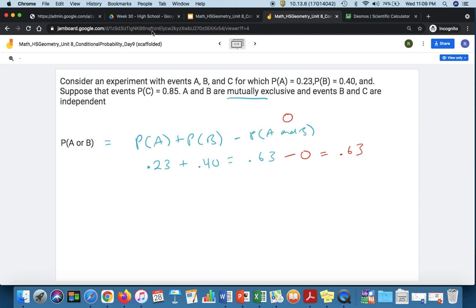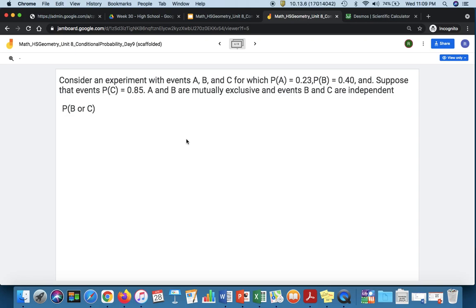So that was a sample for A and B being mutually exclusive. Let's take a look when it's not. Same question here, but now we have the probability of B or C, right? And let's see how we would go about this. The probability of B or C is going to be the probability of B plus the probability of C minus the probability of B and C, since B and C are independent events. So now we know the probability of B. We're given that that's 0.4, and we're told that the probability of C is 0.85.